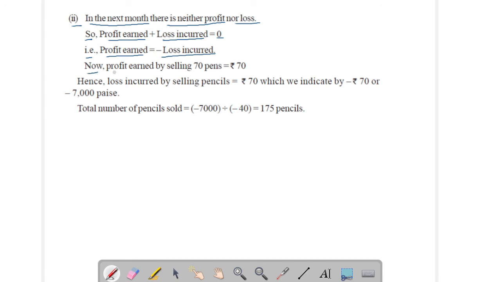Now, profit earned by selling 70 pens equal to rupees 70 and loss incurred by selling pencils equal to rupees 70, which we indicate by minus rupees 70 or minus 7000 paise. So total number of pencils sold equal to minus 7000 divided by minus 40, you will get 175 pencils. This is the answer of second part.